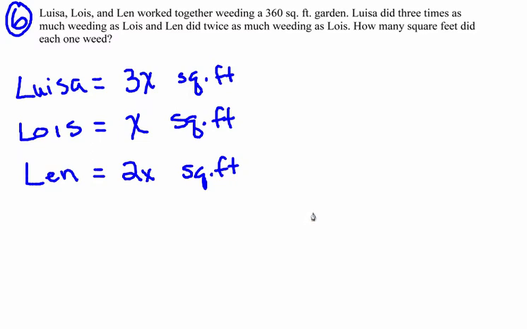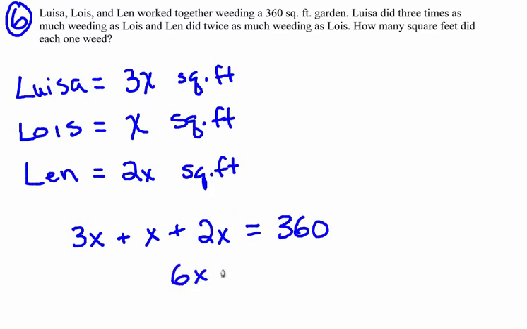Now we know that together they finished the entire 360 square foot garden. So that must mean that the portion that Louisa contributed, 3 times as much as Lois, the portion that Lois contributed, X, and the portion that Len contributed, 2X, twice as much as Lois, must all add up to 360 square feet. 3X plus 1X plus 2X comes out to 6X. So 6X equals 360. Dividing by 6 on both sides, we get that X equals 60, and our units on that are square feet.